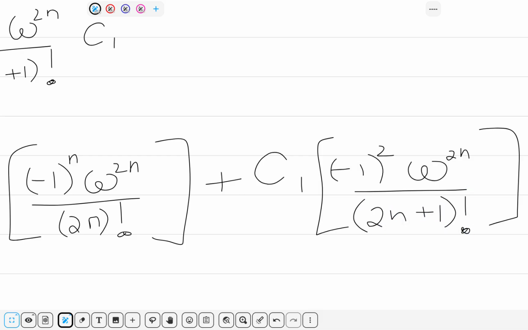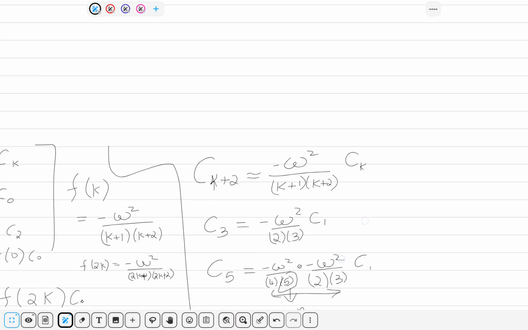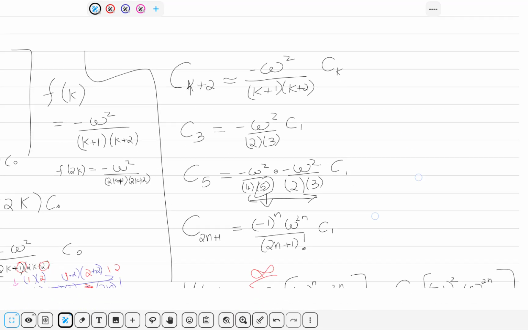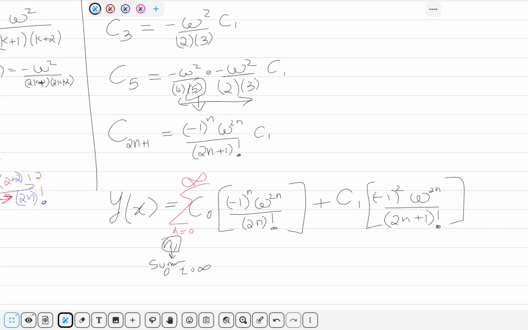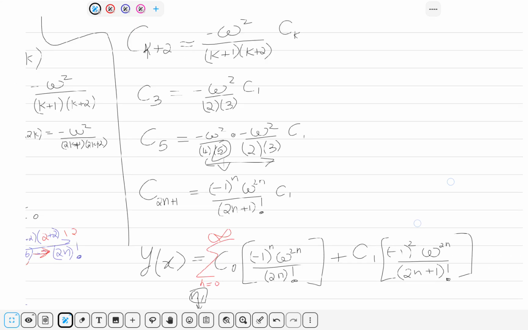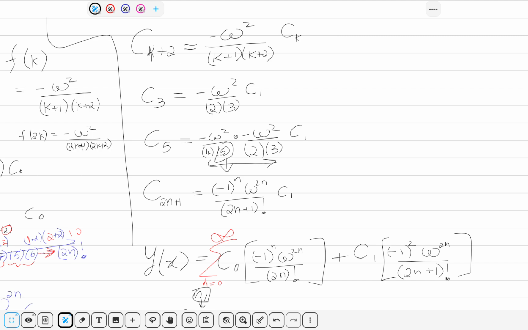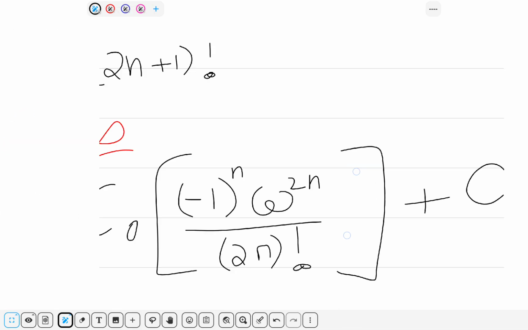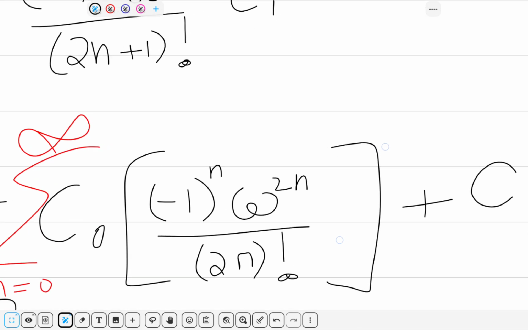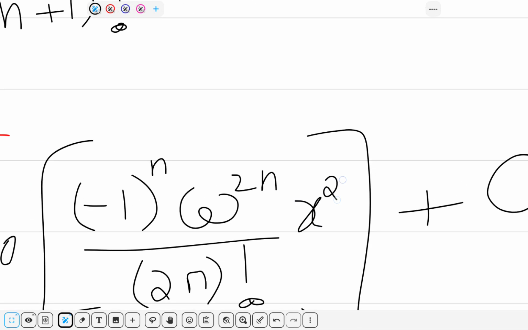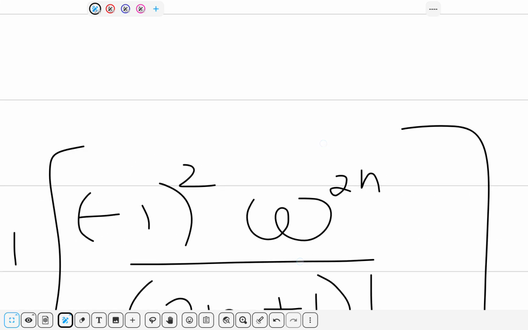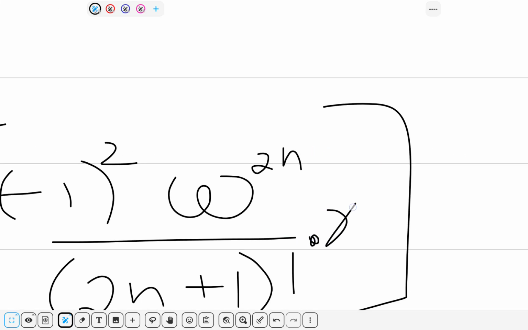Did I miss anything again? I don't think I missed anything this time. Oh yeah, of course, how can I forget the coefficients themselves? So here all the even coefficients will be there, which we saw, and here all the odd coefficients will be.